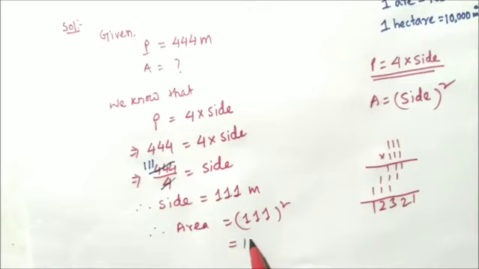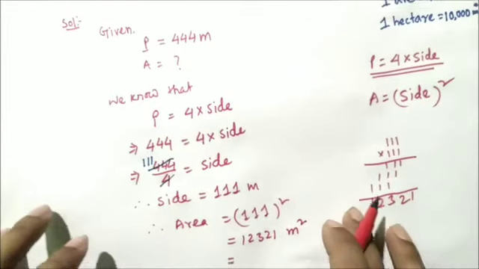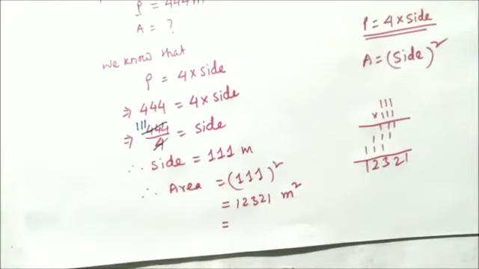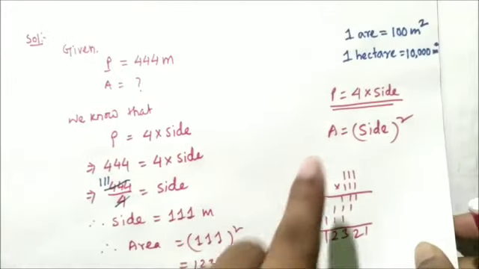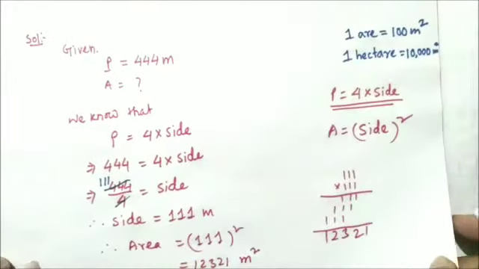Yeah, 1 2 3 2 1 square meter. We are not finished yet, because in the question they ask us to find out the area in the unit of hectare, and we know that 1 hectare is 10,000 square meter.